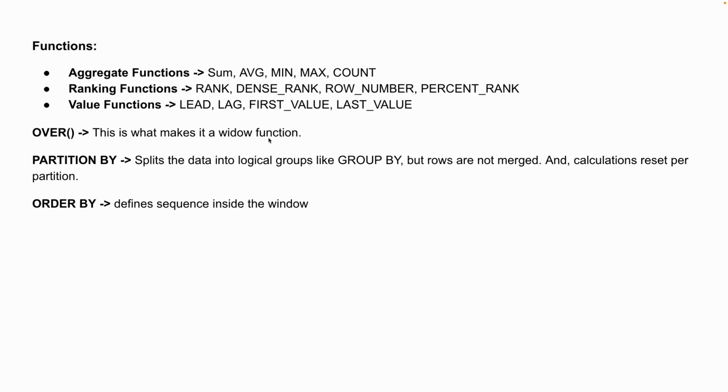So OVER is what makes it a window function, right? PARTITION BY splits the data into logical groups like group by, but rows are not merged, and calculations reset per partition. Okay, and ORDER BY defines the sequence, like a normal order by. So this was a basic brief idea about window functions. Now let's see these functions by doing some examples.